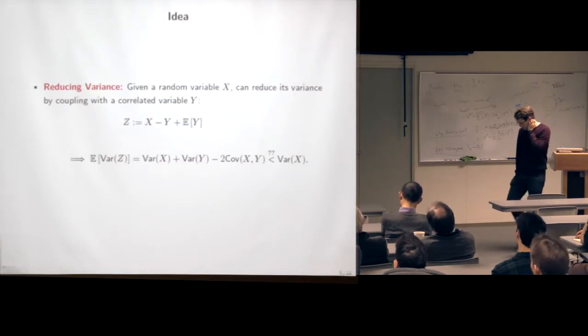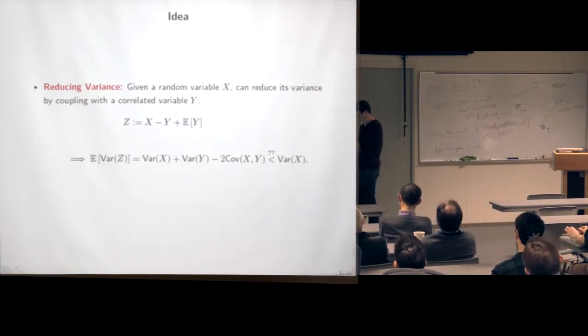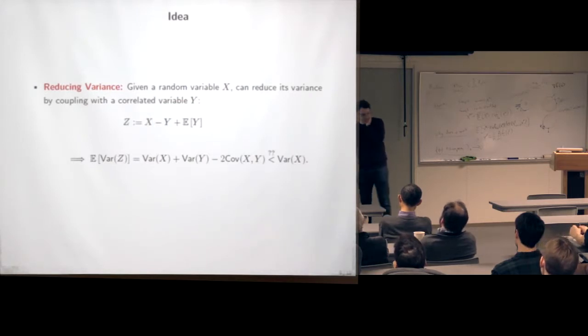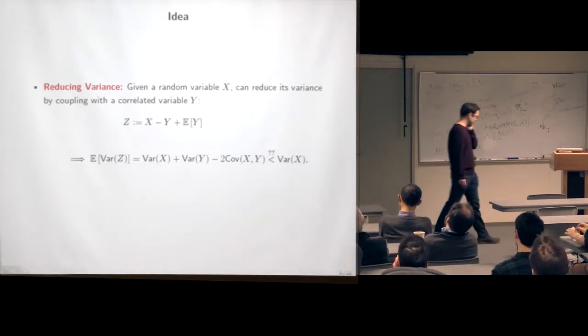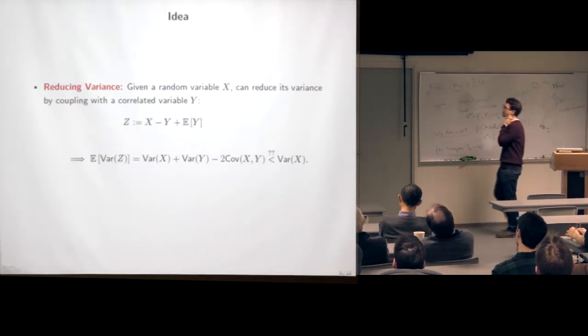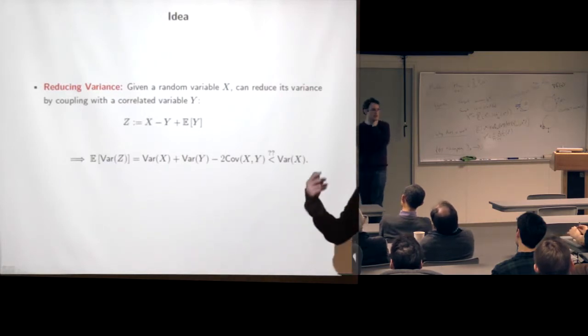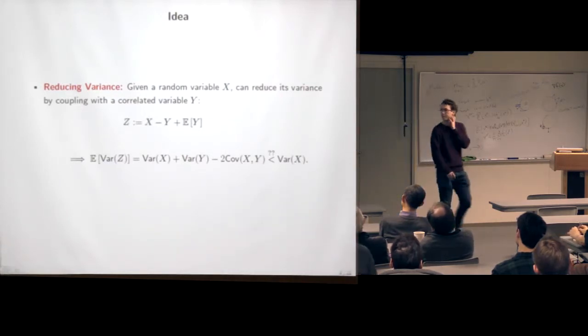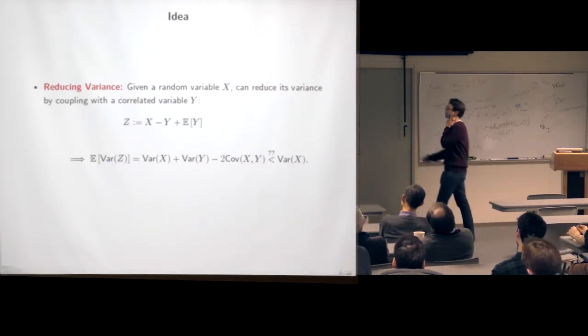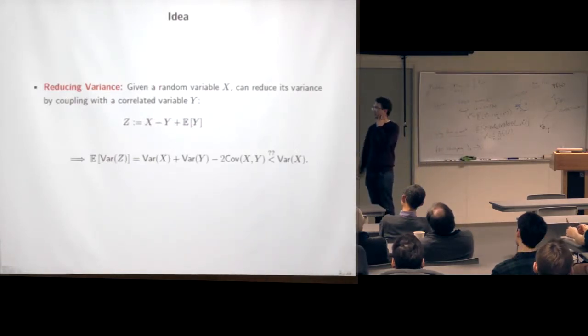So there's a neat trick that I learned about from a Francis Bach talk from a while back. And it's about reducing the variance of some random variable. The idea is that if you're given a random variable, you want to reduce its variance, you couple it with some positively correlated variable. Okay? And by coupling, I mean you just subtract it from the original x and then add the expectation.